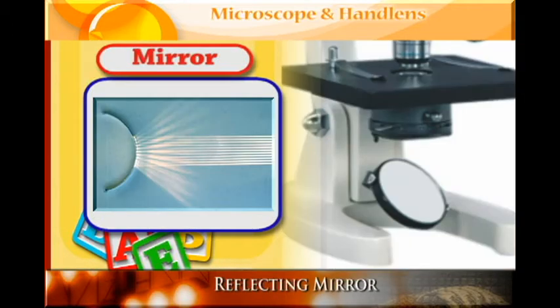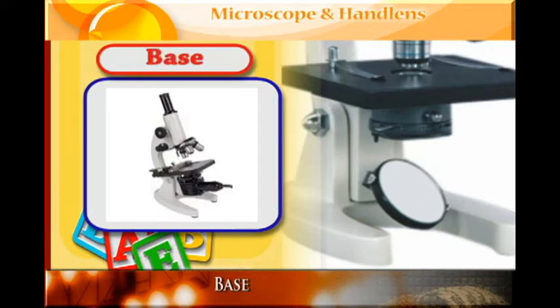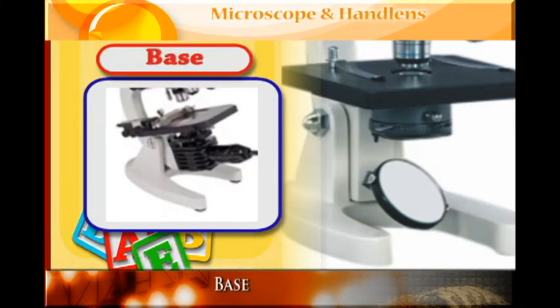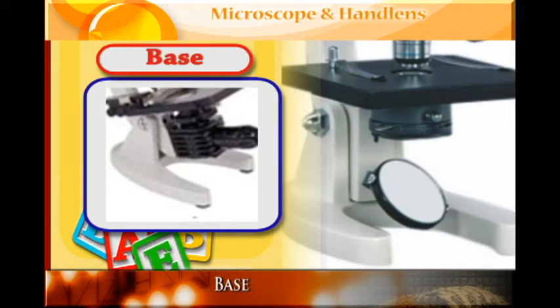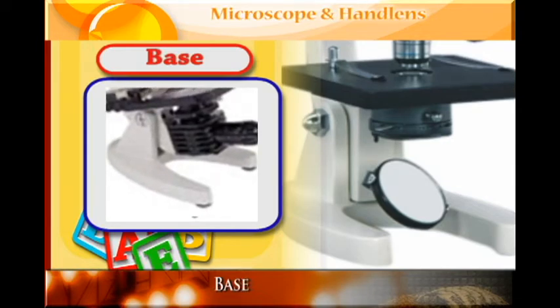And then we have the refracting mirror. The refracting mirror collects light from outside, or from another source, like the light from the sun. It controls how much light should enter into the microscope. It also reflects the light into the diaphragm, which then controls the amount that enters. Then we have the base. The base supports the microscope on the bench. It is where you put the microscope on the bench, and it is the one that supports the microscope.